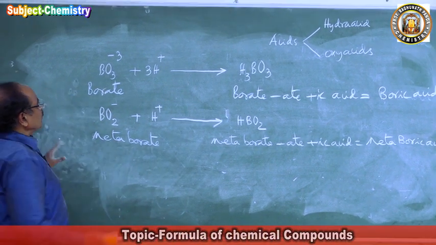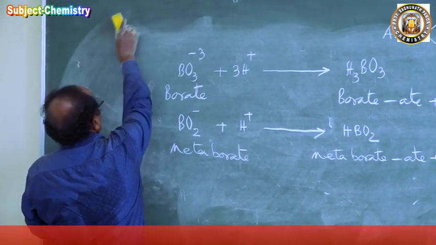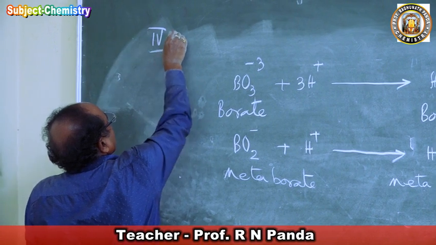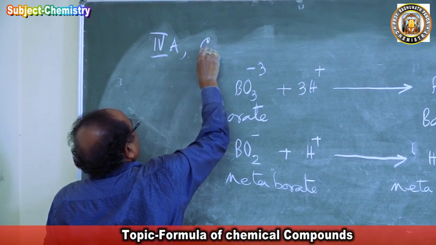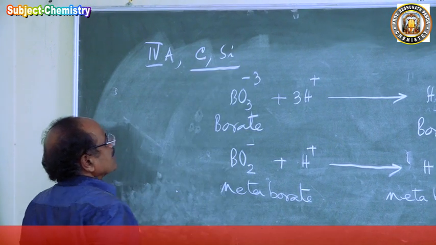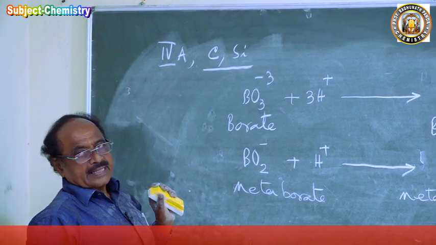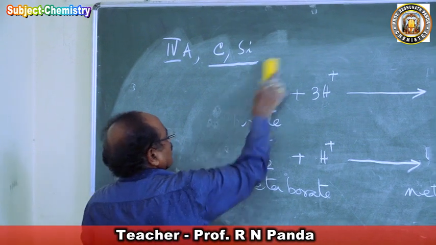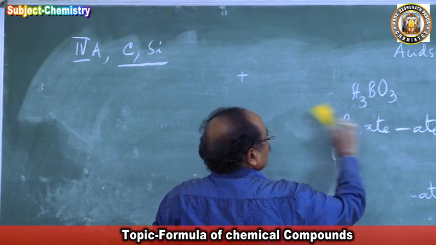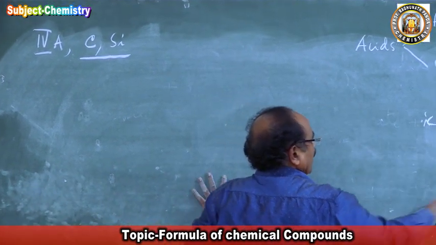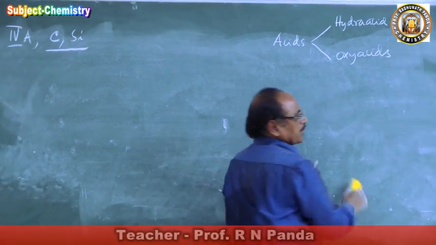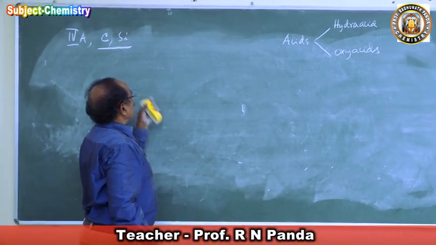Now let's go to group 4. In group 4A we have 2 radicals, the acid radical for carbon and the acid radical for silicon. Carbon and silicon form the oxyacids. I am going by group so that we will be very systematic, and while taking a bath you can revise your chemistry, while eating food you can revise your chemistry. So we will take group 4.